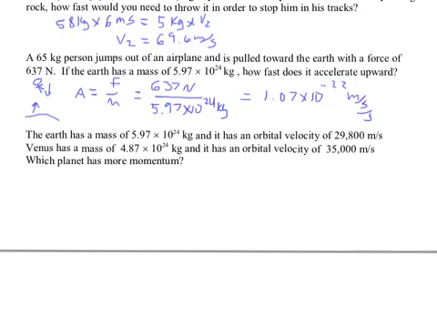Alright, the Earth has this mass and this much orbital velocity. Venus has this mass and this much orbital velocity. I got these values straight off the internet, so you know they're right. So the question then is, which planet has more momentum? Well, that just means I had to multiply mass times velocity. So let's start with Earth. The mass times velocity of the Earth. Let's see what I've got here. For the Earth, its mass is 5.97 times 10 to the 24th times its velocity, which is 29,800.